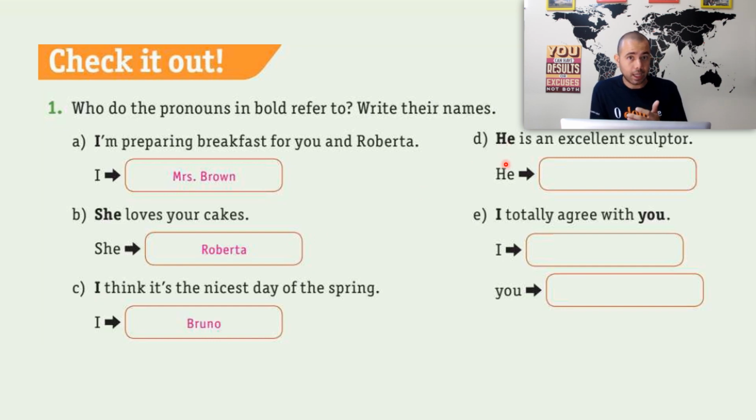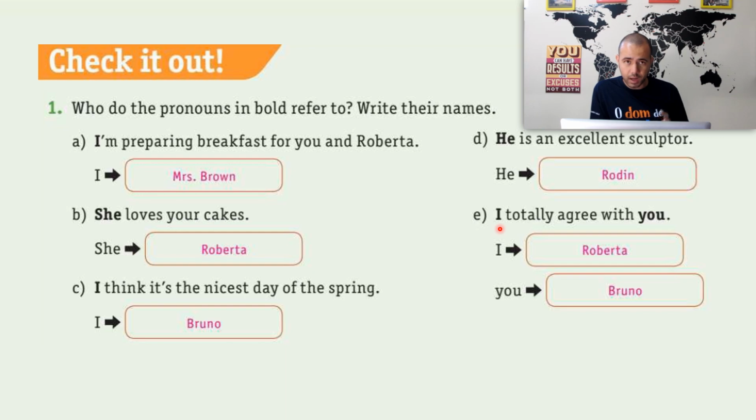He is an excellent sculptor. Who is this he? Bruno? No, it's Rodin, the sculptor. I totally agree with you. Who is I and who is you? I agree with you. I, Roberta. You, Bruno. Very well. Let's continue.